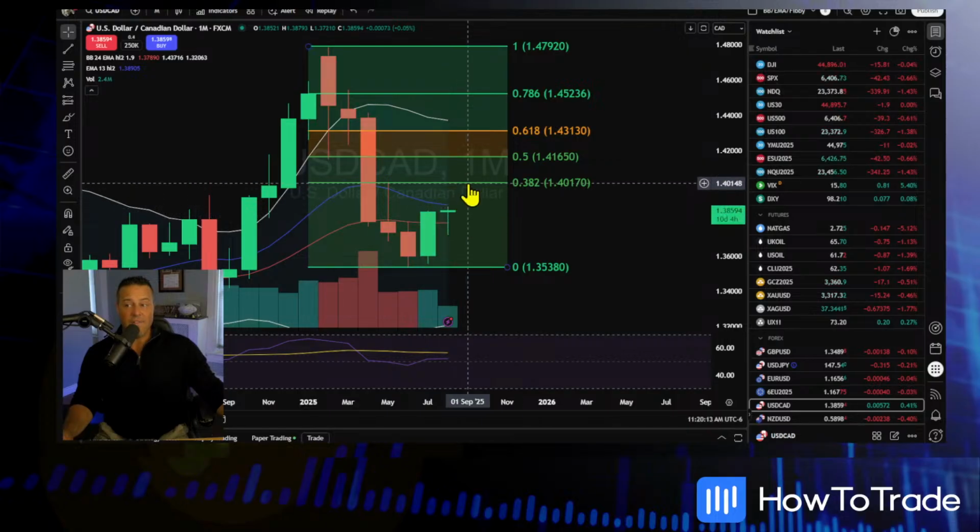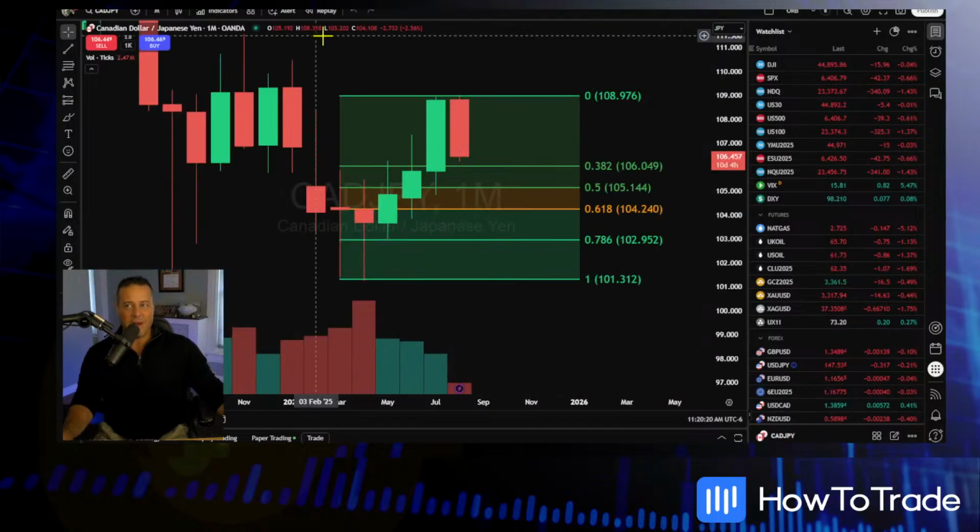So if we move higher from here, though, fantastic resistance. I would absolutely love to step up and sell that. That is our trade of the day. So be sure to check that out in the trading room, the How to Trade trading room.